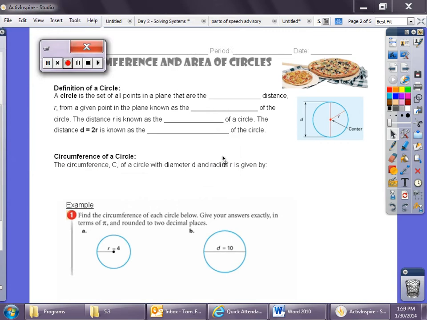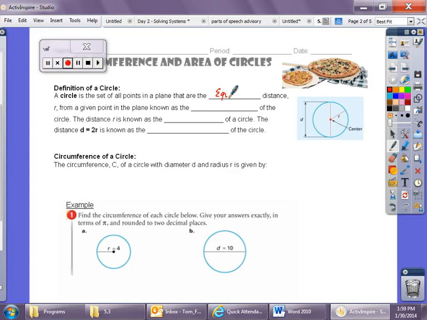Alright, notes 5.3. Today we're going to be talking about circumference and area of circles. So a circle is a set of all points in a plane that are equal distance from a given point in a plane known as the center of the circle. The distance r is known as the radius, and the distance d equals 2r is known as the diameter.